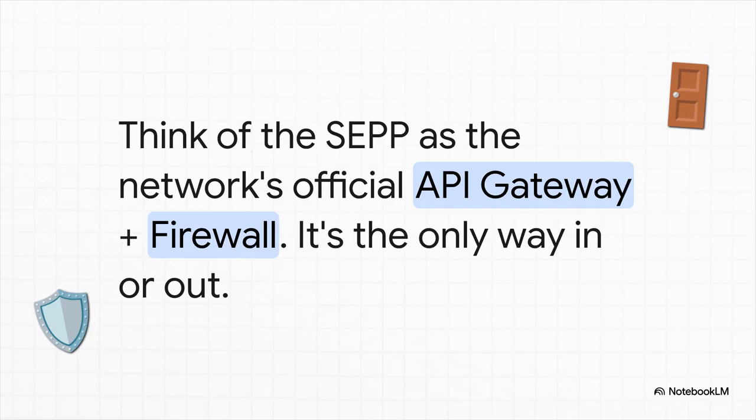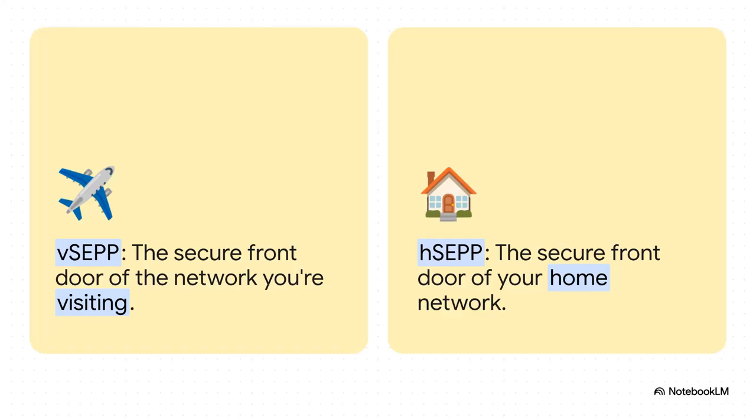And honestly, the easiest way to think about it is like a super secure bouncer at the front door of a club. It's like a combination of a modern API gateway and a super strong firewall. It's the one and only way in or out. And of course, each network has its own SEPP. The vSEPP is the front door for the visited network, and the hSEPP is the front door for your home network. Any message that goes between the two companies has to pass through both of these security checkpoints, no exceptions.